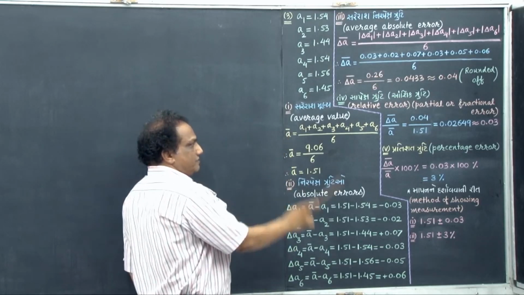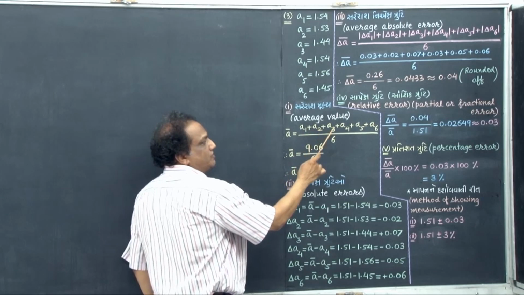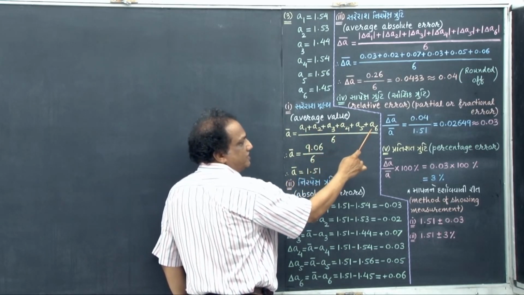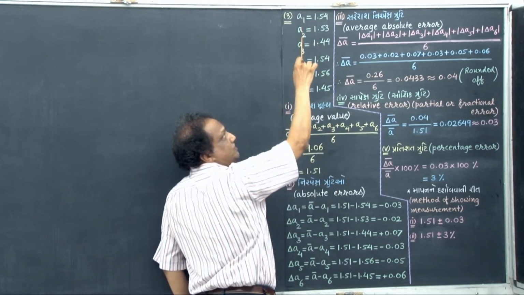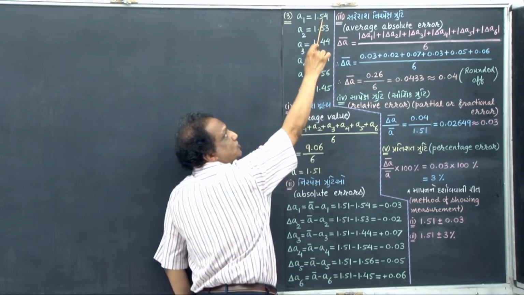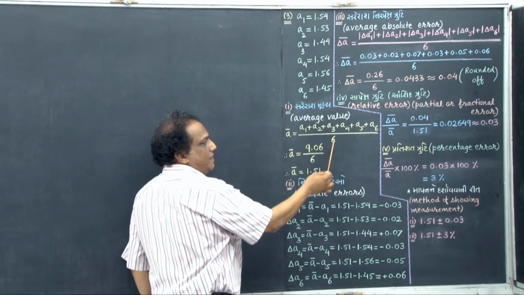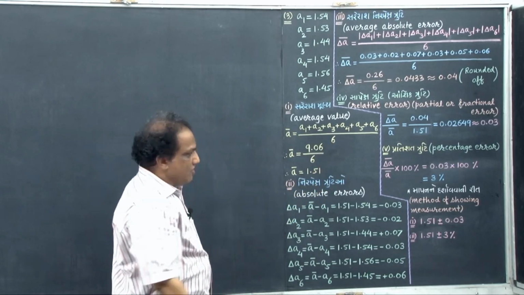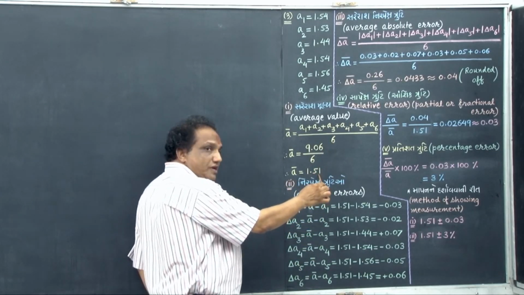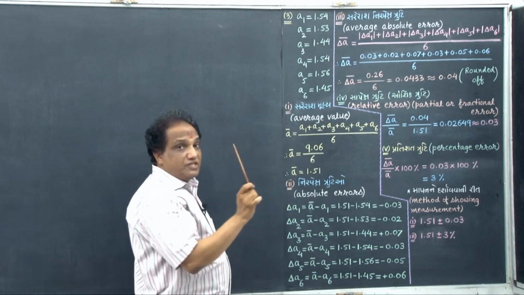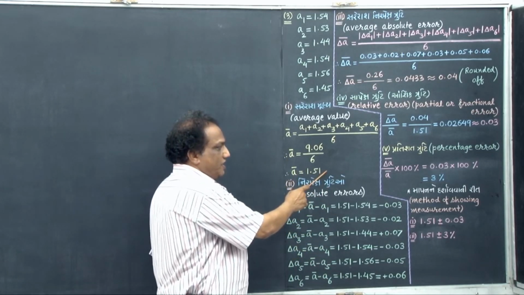Let it be A bar. A1 plus A2 plus A3 plus A4 plus A5 plus A6, that is the summation of all these 6 values, and it is 9.06. That divided by 6 will be 1.51. Because refractive index is unitless, I am not writing any unit here.